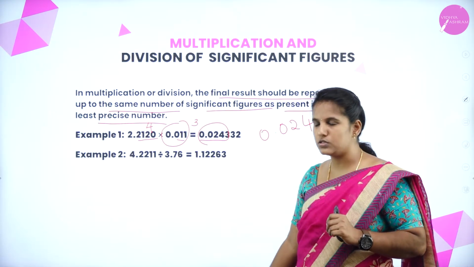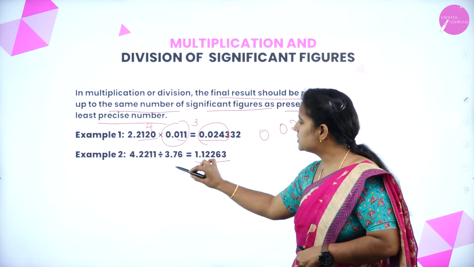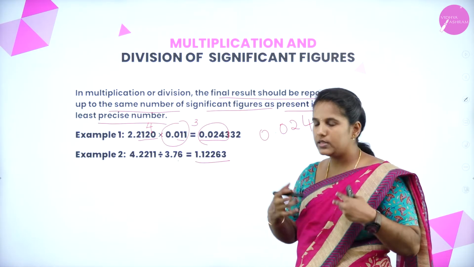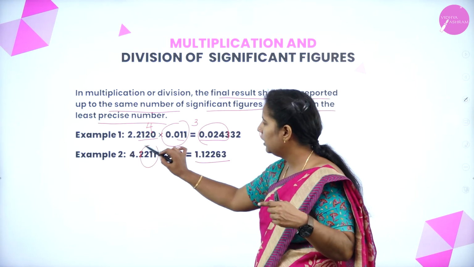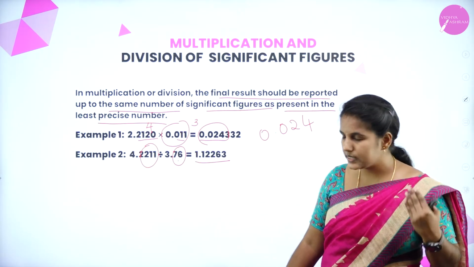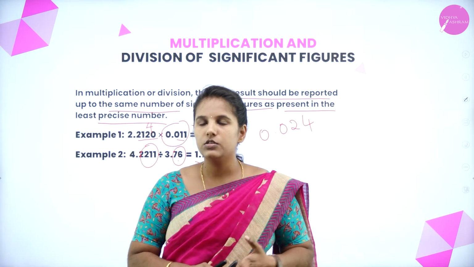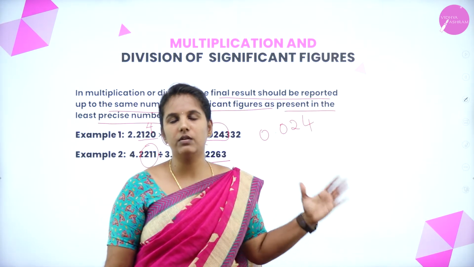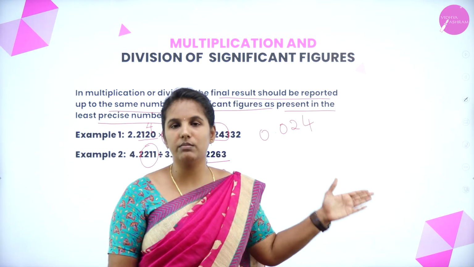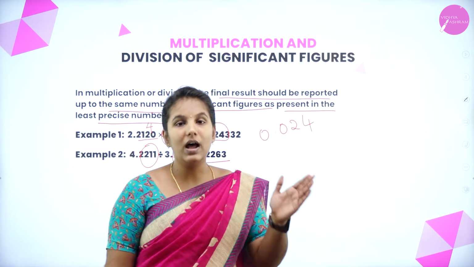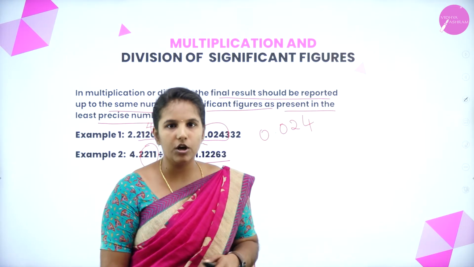Coming to division also, it is the same thing. You have to divide the values, and while reporting, we have to see which one has the fewest significant figures. Here 7 and 6 are 2 significant figures, but the other has 4 significant figures. So the final result should be 1.12. So be careful while reporting the results. We have to know how to report results with the least number of decimal places as well as the least number of significant figures. Okay, it's so simple. You can keep it in your mind.